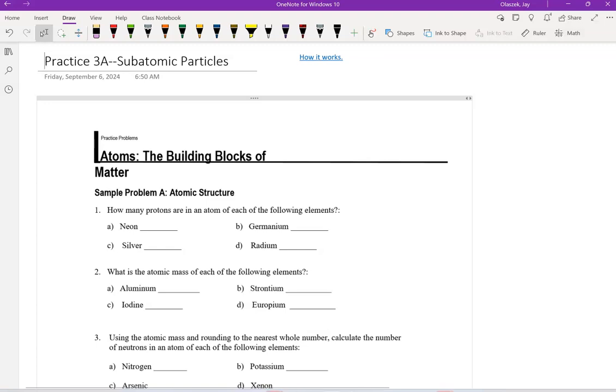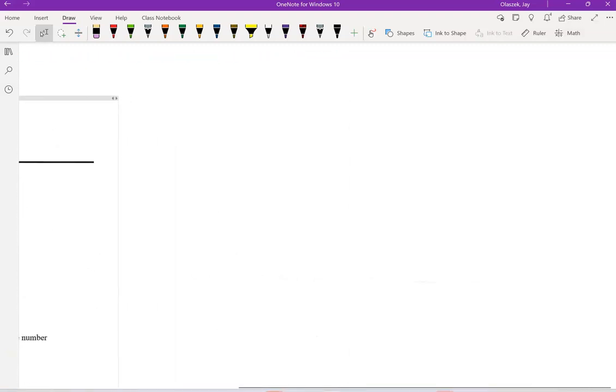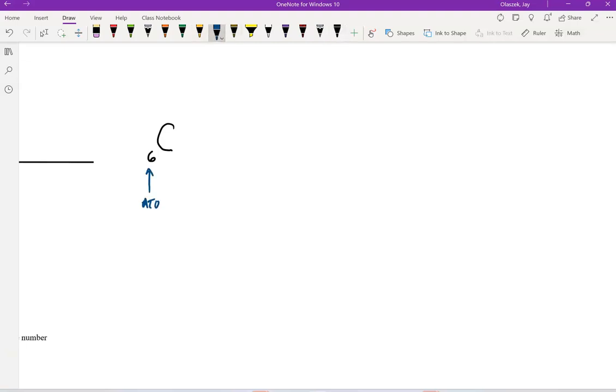Okay, here is how we do practice 3A. A couple things that we want to remember is that all atoms have protons in the nucleus. We're going to indicate how many protons there are in the nucleus with something called the atomic number. That's going to be this guy. Every element on the periodic table has an atomic number.